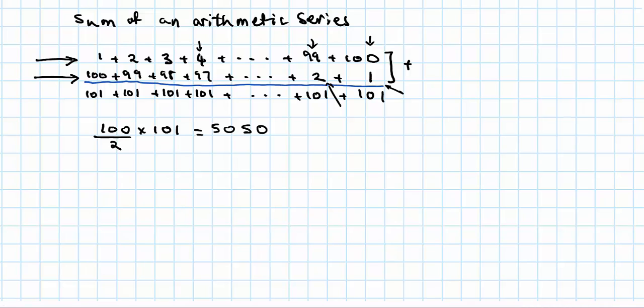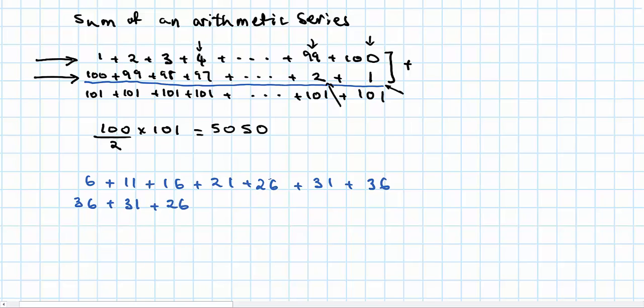Let's say we have 6 plus 11 plus 16 plus 21 plus 26 plus 31 plus 36. Let's keep it short so we can check the answer out. Okay, so the trick was to rewrite the series and add the two lines together.